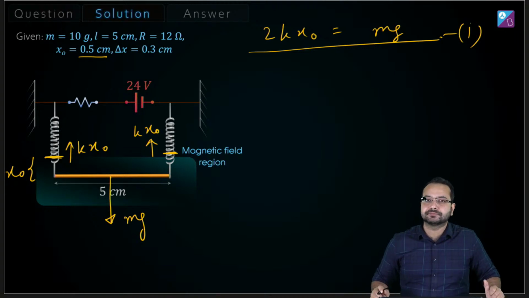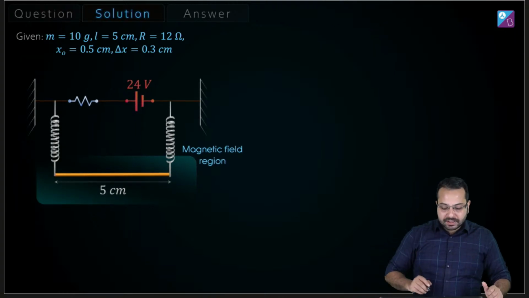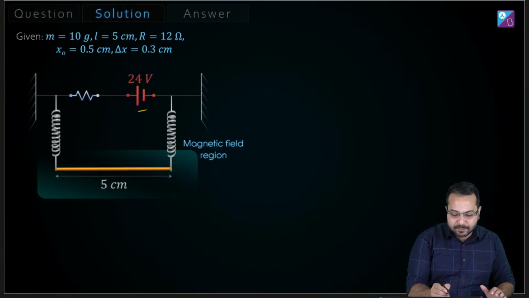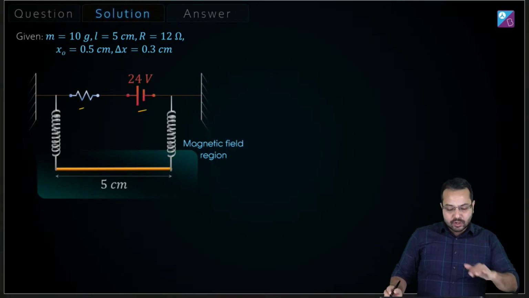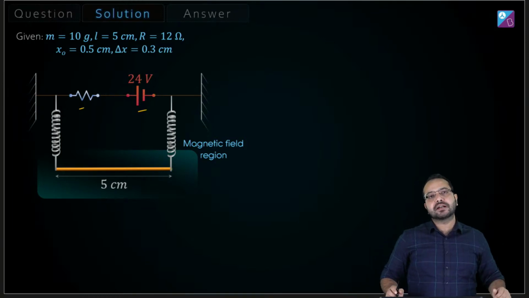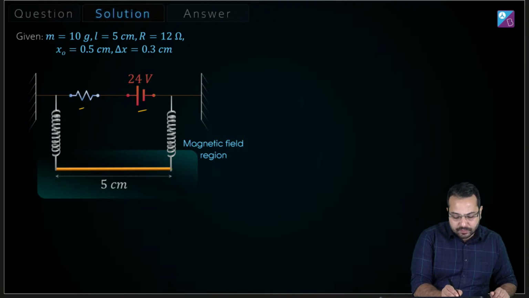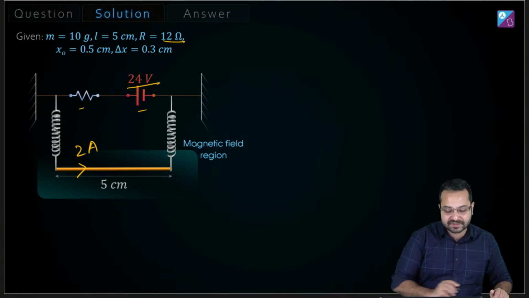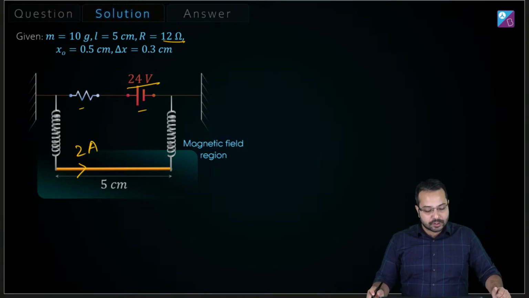Now when the magnetic field is there, what we are seeing here is that there is a battery and a resistance, and the circuit is complete, so obviously current is going to flow. And how much current is going to flow? The current flowing here is going to be 2 ampere. Can you see that? 24 volt battery, 12 ohm resistance, the current flowing would be 2 ampere.